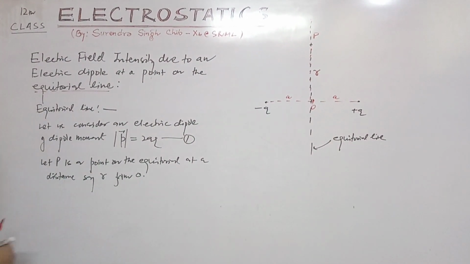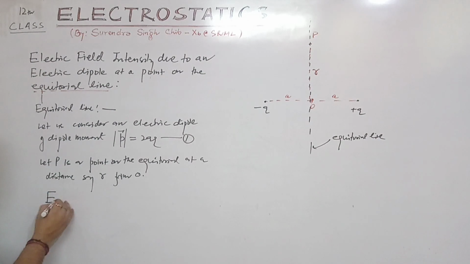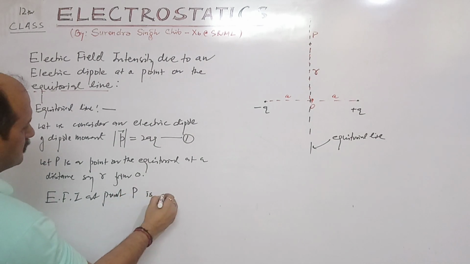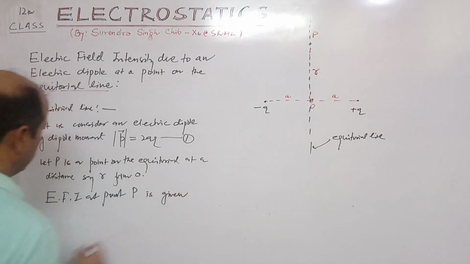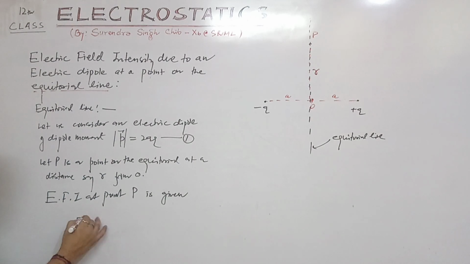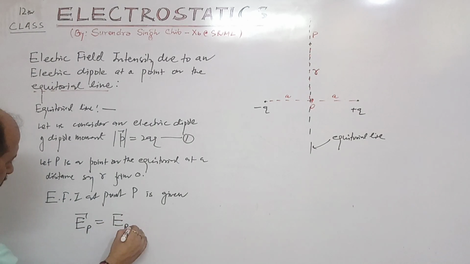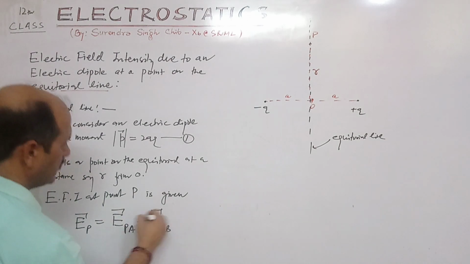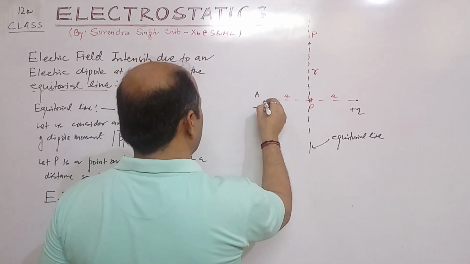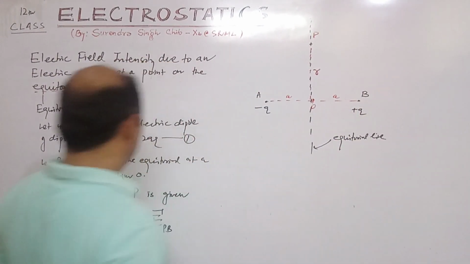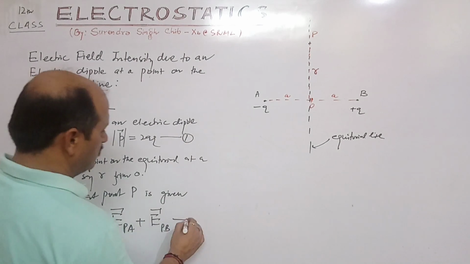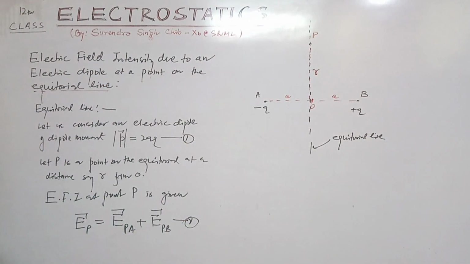So what is the electric field intensity at point P? Very simple, the electric field intensity at point P is given by the vector sum. Electric field intensity at point P because of A, electric field intensity at P because of B. Let this charge be A and this charge be B. So, how will we find the vector sum? Electric field intensity at P because of A plus electric field intensity at P because of B. This is equation number 2. We have to write this.